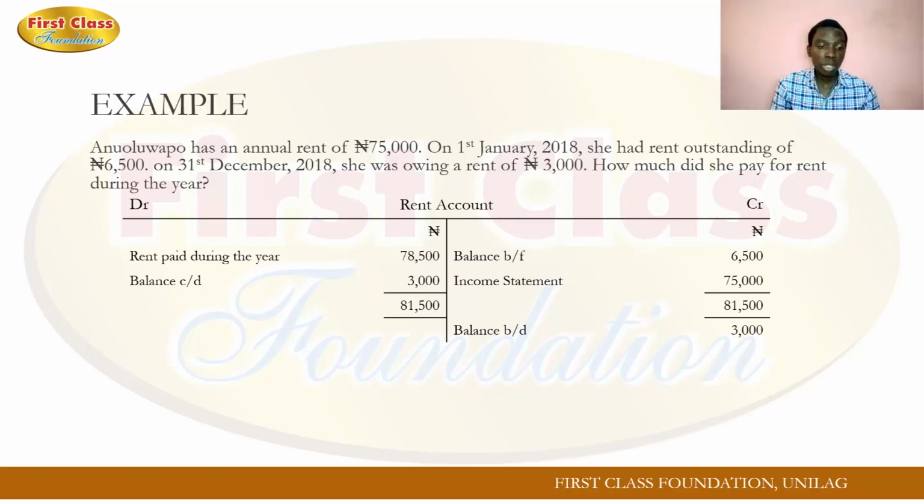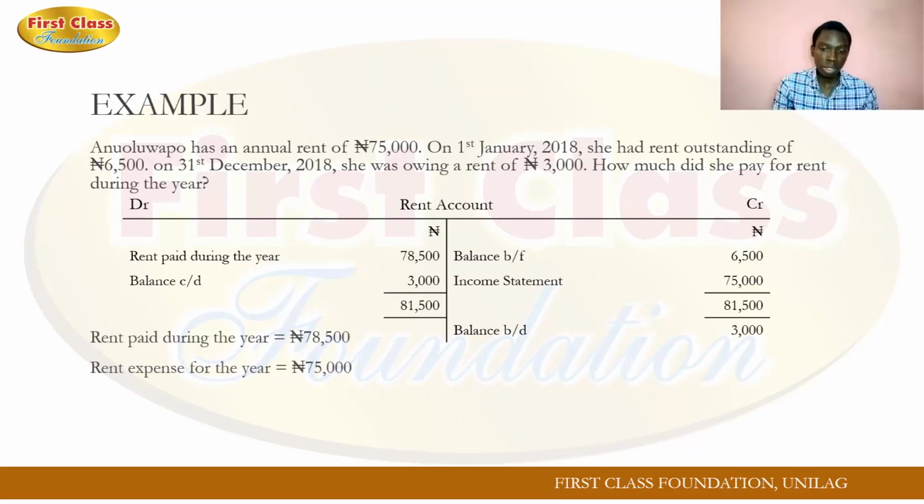Now to get the rent paid during the year, it is the balancing figure, because you know that rent paid during the year will be debited in the rent account. So what's the balancing figure? The total is 81,500 minus 3,000, which is the closing balance, will give us 78,500. So the rent paid during the year is 78,500. The rent expense for the year is 75,000, and the rent accrued at the end of the year is 3,000.